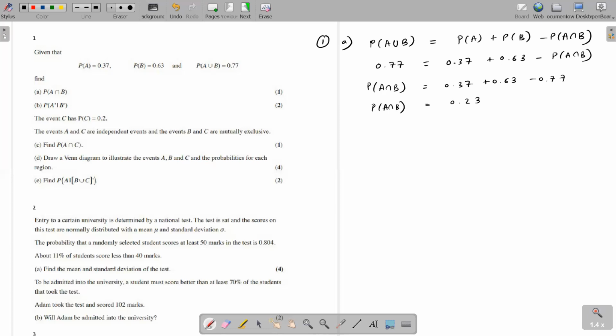Can the others also confirm? So there are many other people in the class. Please confirm. The chat is there. Okay, so I have a few confirmations. Part B, children, probability A dash given B dash. How do we get the probability A dash given B dash?